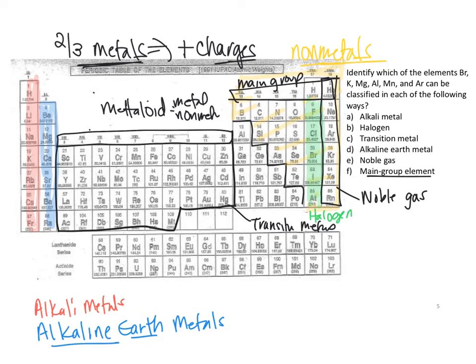So now we're going to find these different elements and we'll classify them. So bromine is here, and that would be a halogen. So we're going to put bromine there. Potassium is here. That would be an alkali metal.